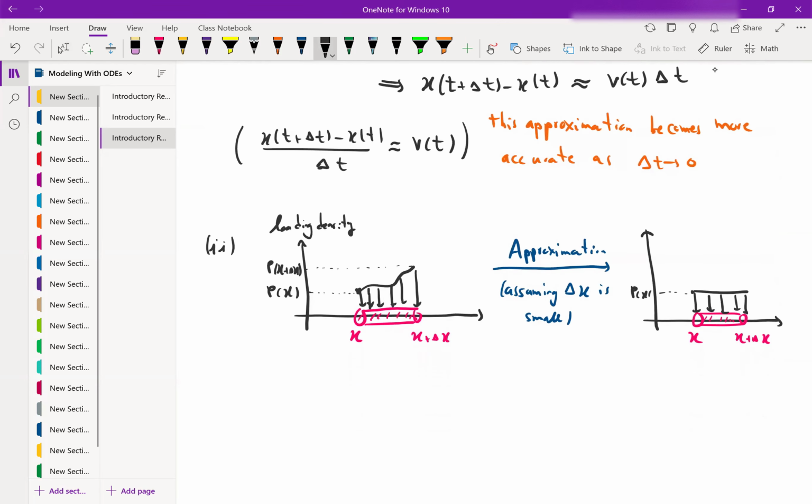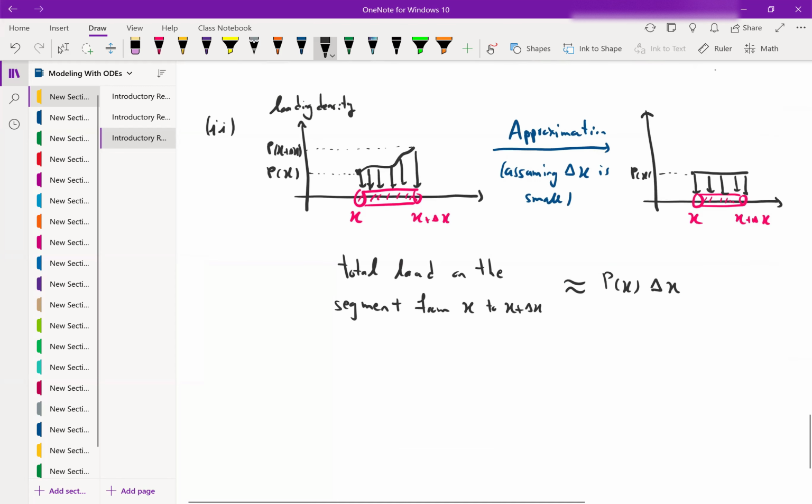And now I can easily compute the total load. So the approximate total load on the segment of the beam from x to x plus delta x is approximately P of x delta x, right? The area under this load density on the right-hand side. And this approximation obviously again becomes more accurate as delta x goes to 0.